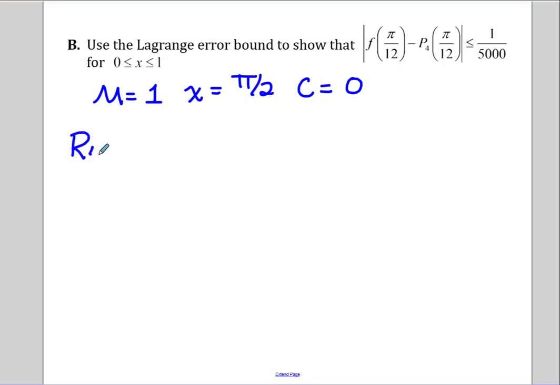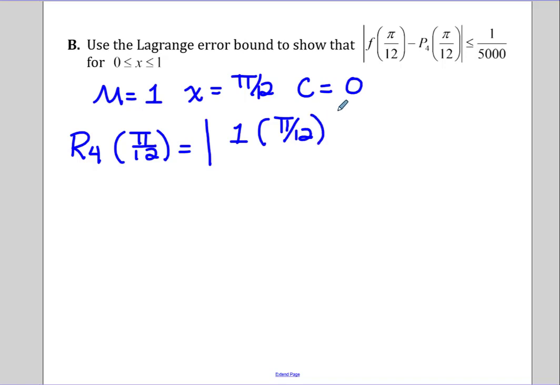So the remainder of our fourth degree polynomial at pi over 12 is going to be the absolute value of the maximum times our x, which is pi over 12, to the fifth power, because it's n plus 1, divided by n plus 1 factorial.